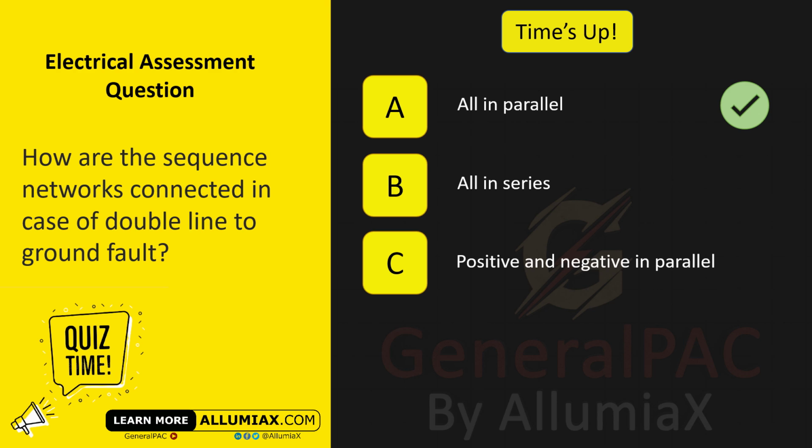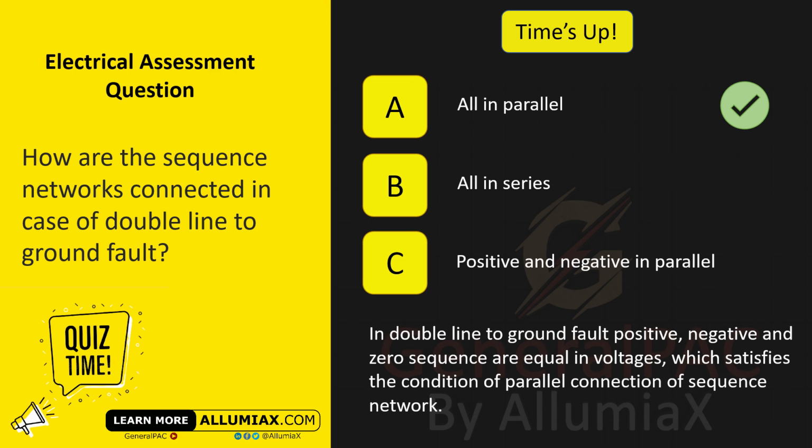All in parallel. In double line to ground fault, positive, negative, and zero sequence are equal in voltages, which satisfies the condition of parallel connection of sequence network.